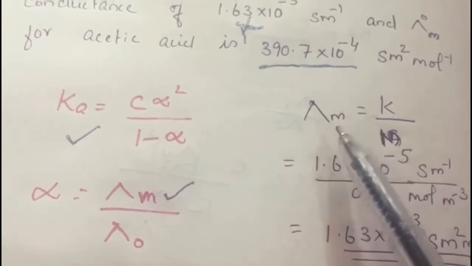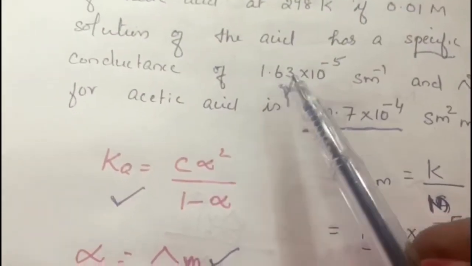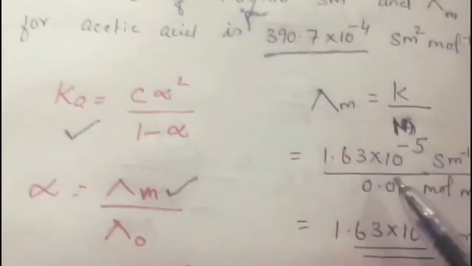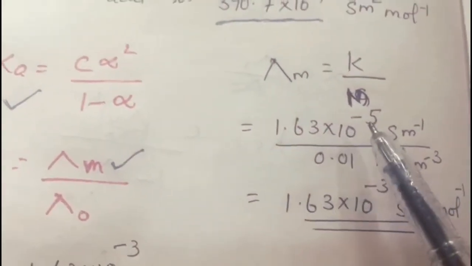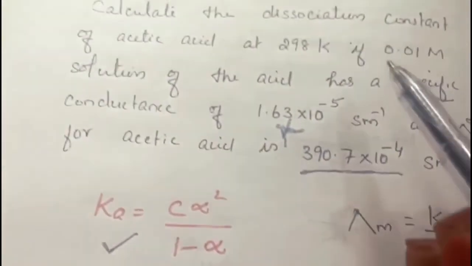So lambda m equal to K. The value of K given here is 1.63 into 10 raised to minus 5, divided by the concentration given, which is 0.01.